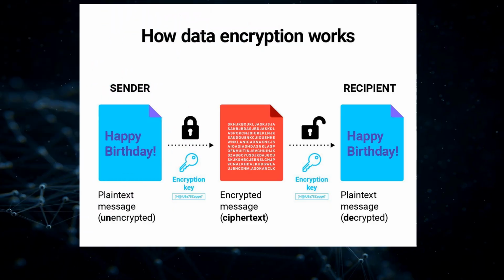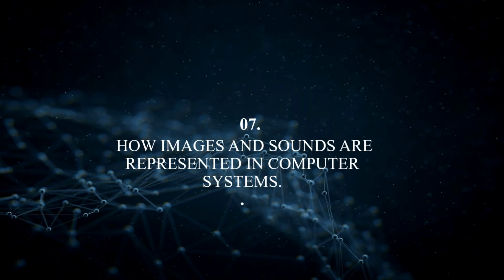This shows how a message is protected with encryption. The sender changes the original message into a secret code using an encryption key. Only the receiver with the correct key can change it back to the original message. In this slide, we are going to see how computers represent images and sounds in computer systems.